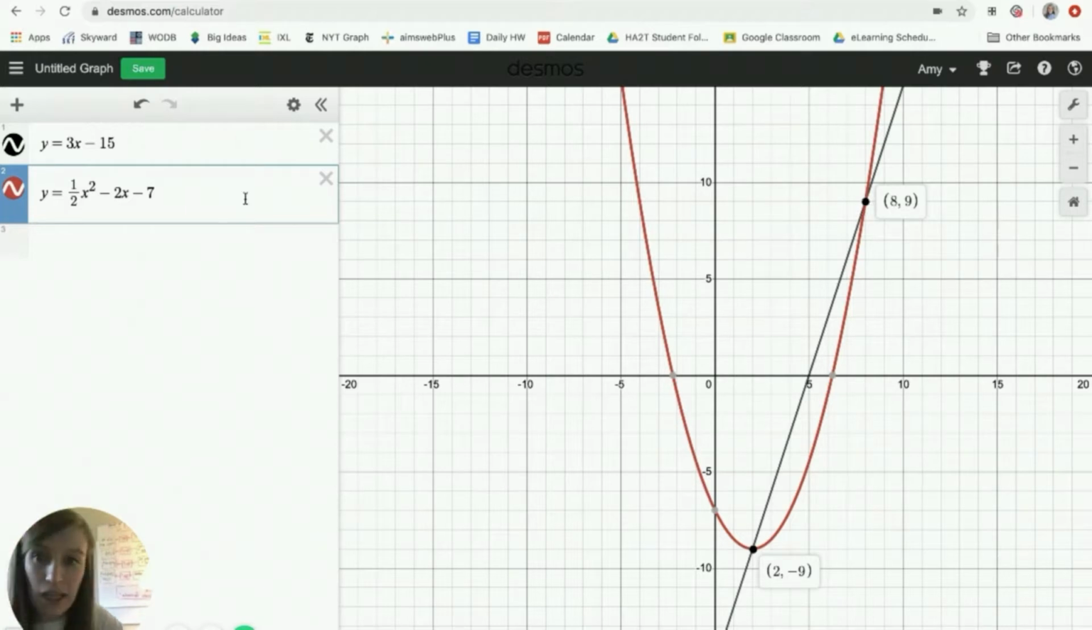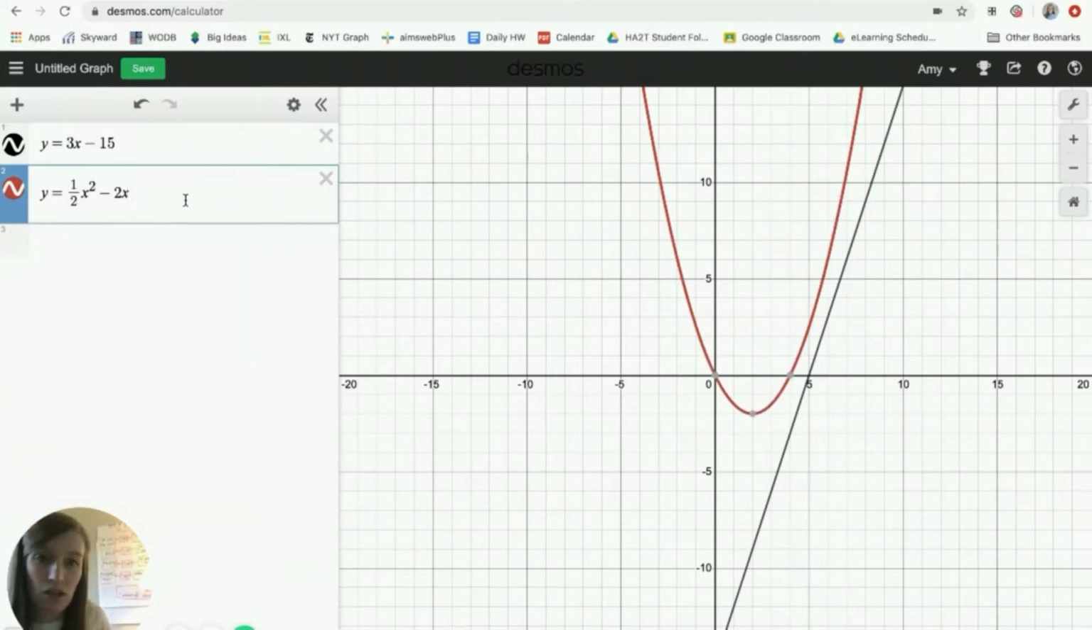Now, there could be a case where there were no solutions. We've had one solution. We've had 2 solutions. Here's a case with no solutions.